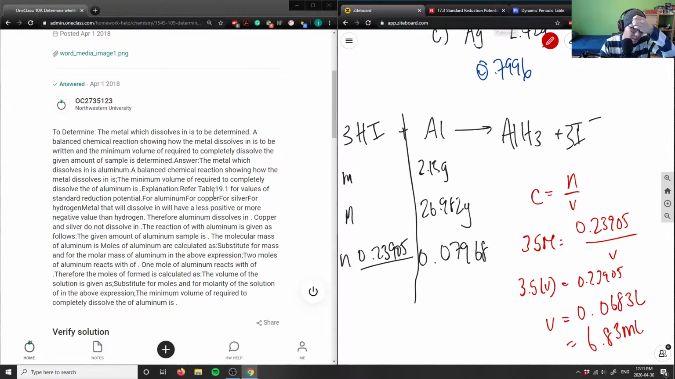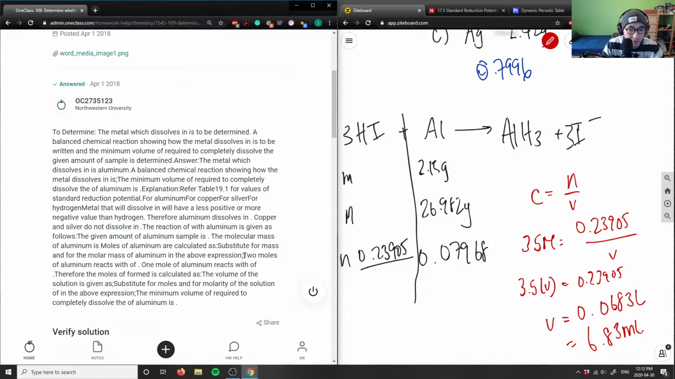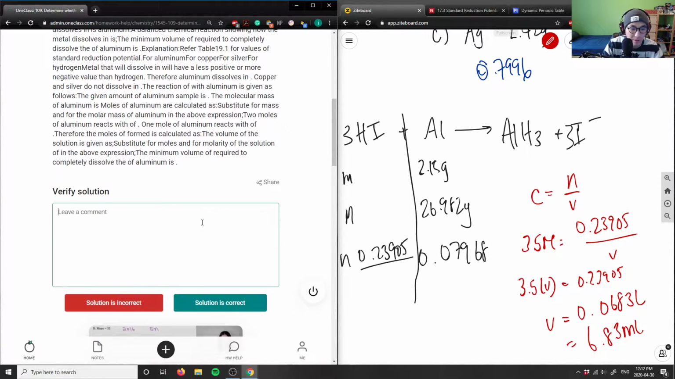And I don't think this is a complete solution here, because they didn't really show me the balanced chemical equation or the actual answer. So I believe their logic is right, where they're finding the molar mass and calculating the moles, but I don't think they actually gave me the answer. So I'm going to write here: solution is incomplete.